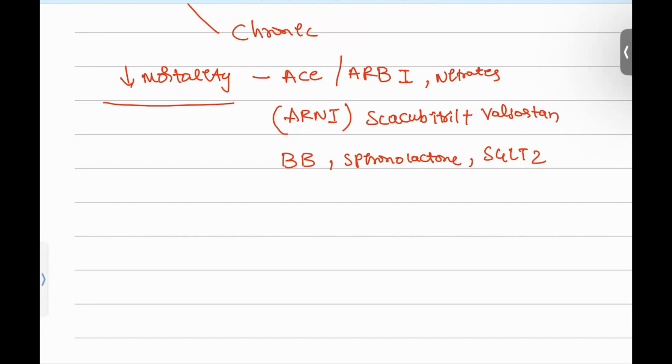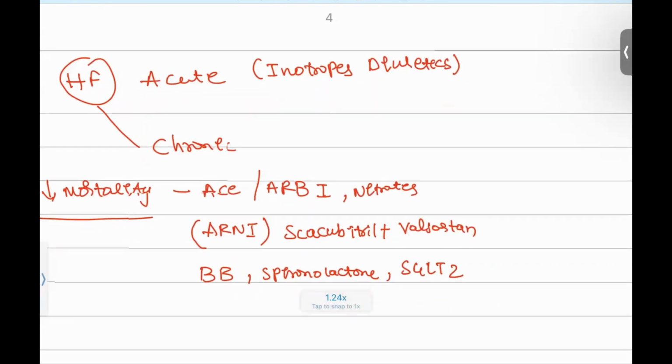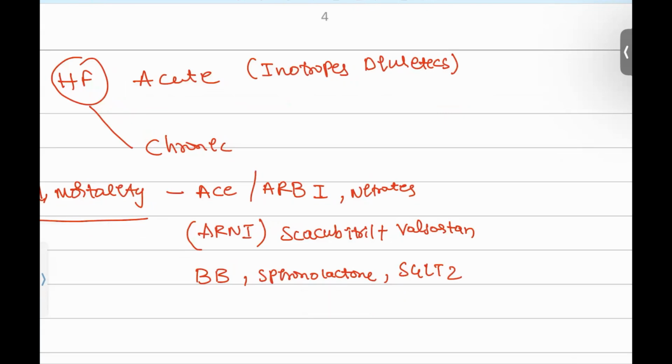In the acute patients, what can we give? We can go for the inotropes, and we can also go for the diuretics. We can give the diuretics for these patients. And along with that, we can also go for the natriuretic peptide. Like natriuretic peptide, these drugs also can be given. For example, your nesiritide. This drug is given in the acute patients.